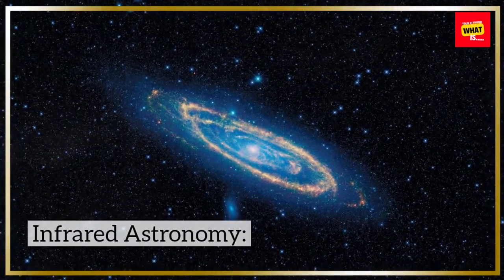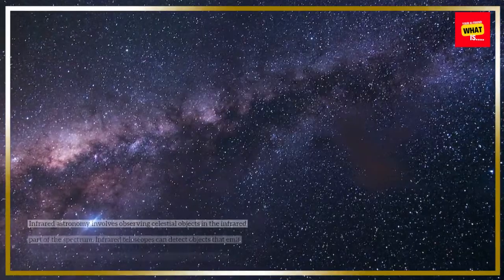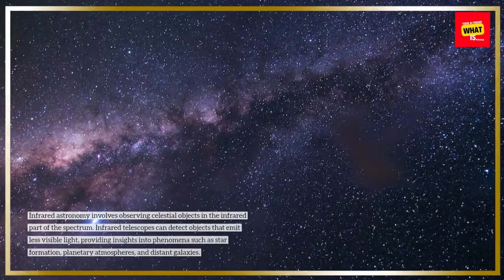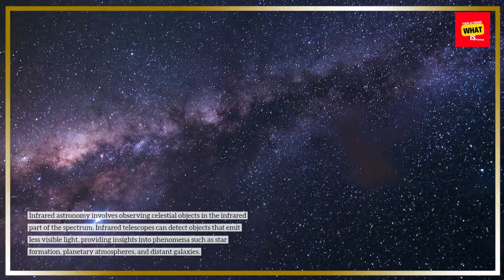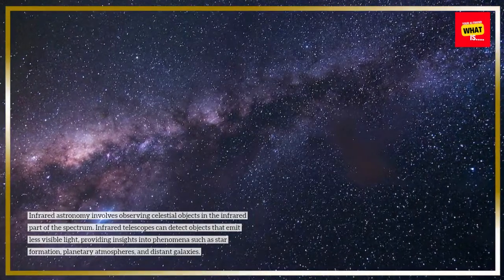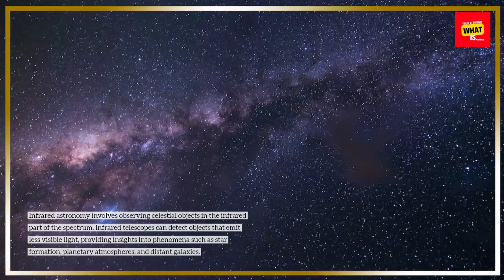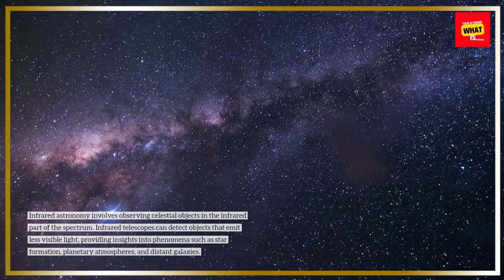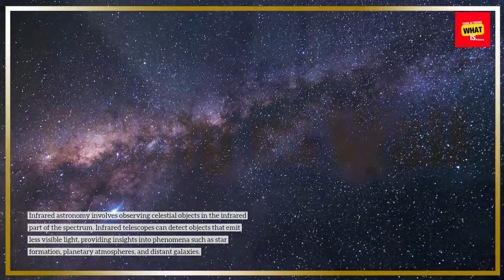Infrared astronomy. Infrared astronomy involves observing celestial objects in the infrared part of the spectrum. Infrared telescopes can detect objects that emit less visible light, providing insights into phenomena such as star formation, planetary atmospheres, and distant galaxies.